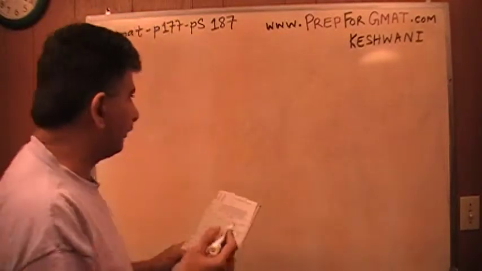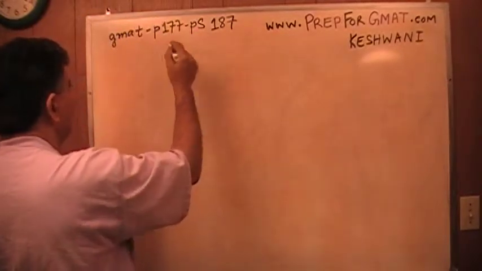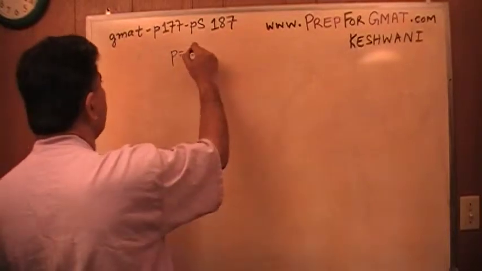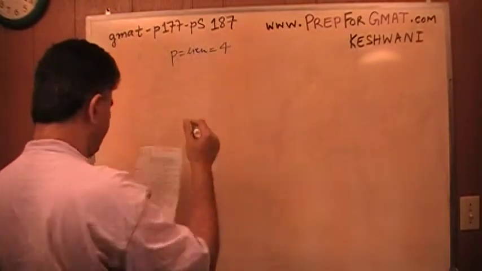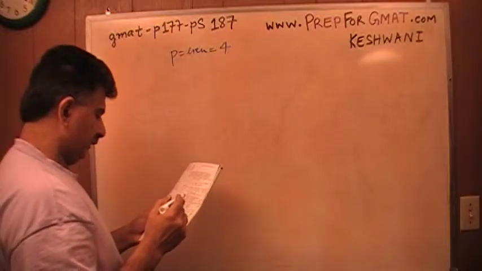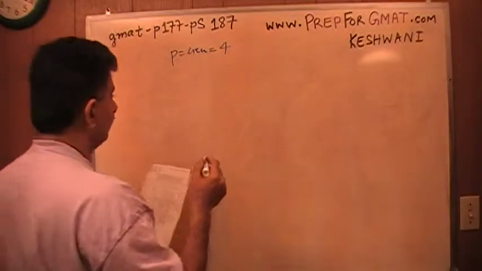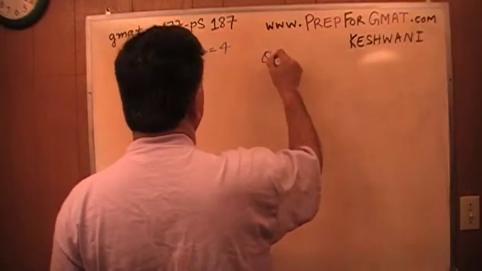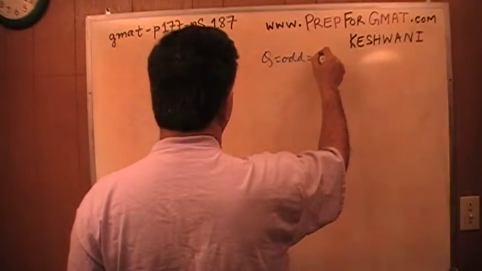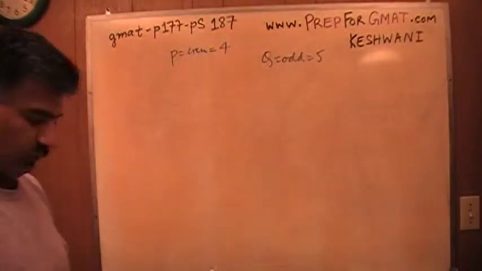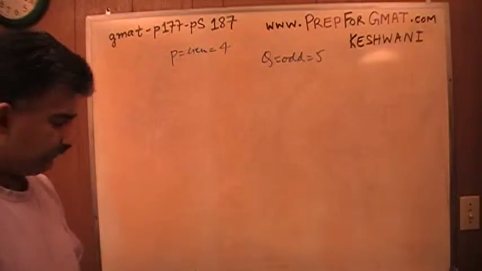So I'm going to make up two integers. P, they tell me, has to be even. So let's make p equal to 4, and q is an odd integer. Let's make up q is 5. I'm just making it up for no good reason. You can make up anything you like.